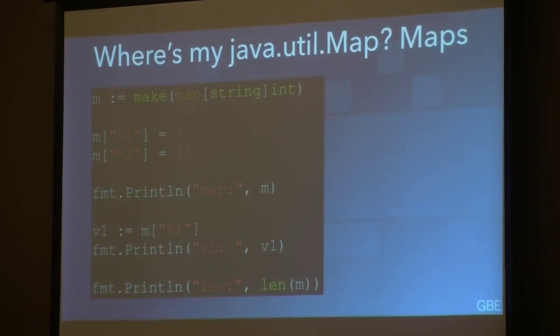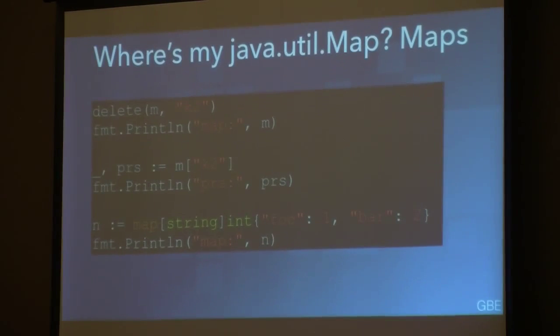Maps are built into the language as well, so I can make a map of string to int, which is nice, and put values into it using basically the same syntax as we had for arrays. Get things back out as you would expect, take the length of it. Principle of least surprise here. Delete keys from the map also.